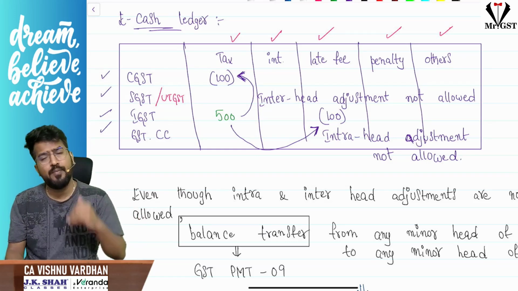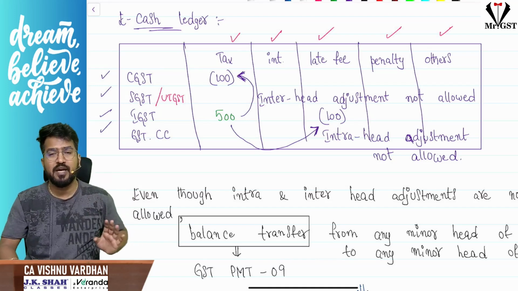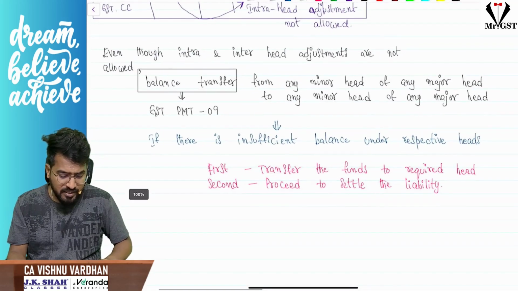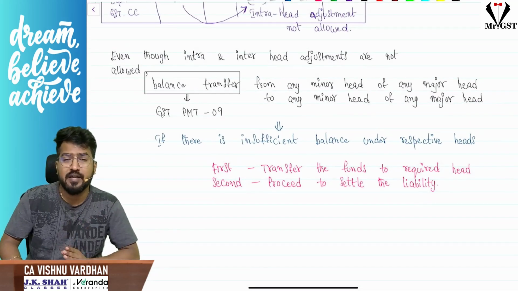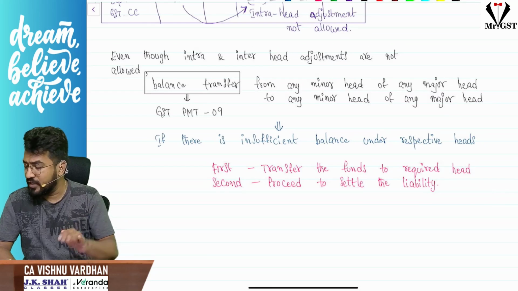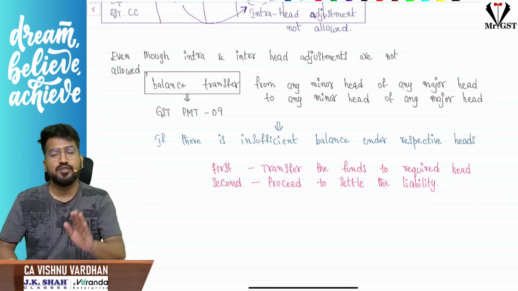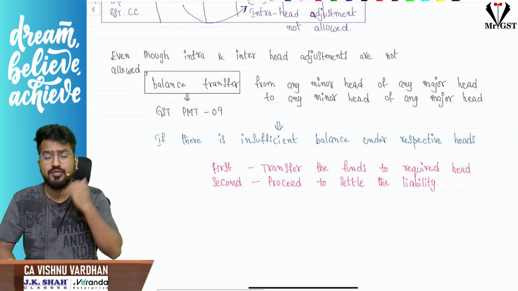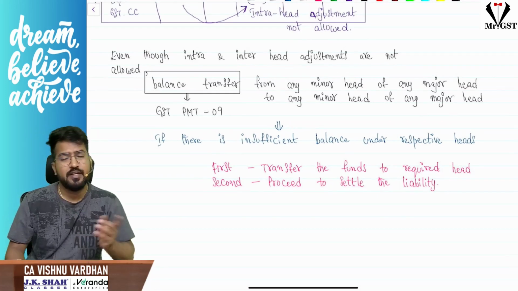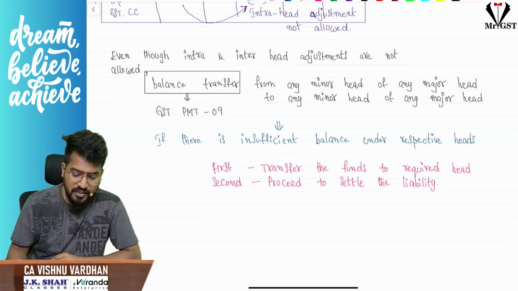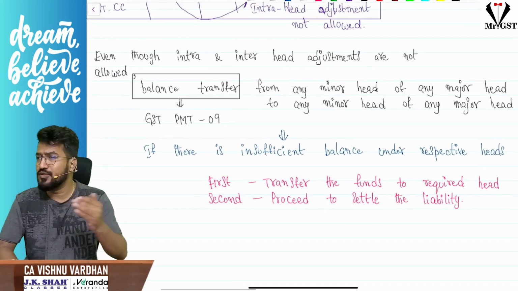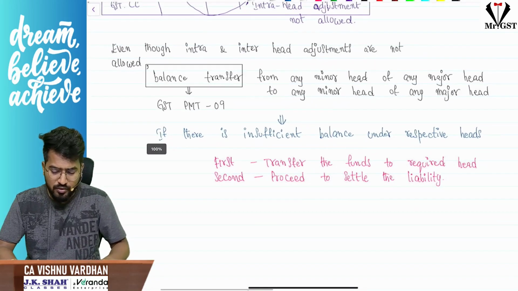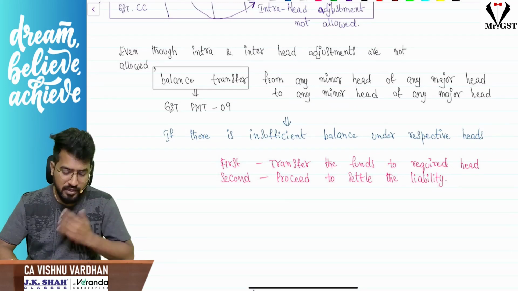So what we can do is transfer the money first to the required head and then go for the set off. I repeat, intra head adjustment and inter head adjustment is not allowed here. But money from any head you can transfer to any required head, so that the liabilities can be set off. That is the simple concept. First we should transfer the funds to the required head, then go for the set off. For transferring the balance, we can use the form GST PMT 09.